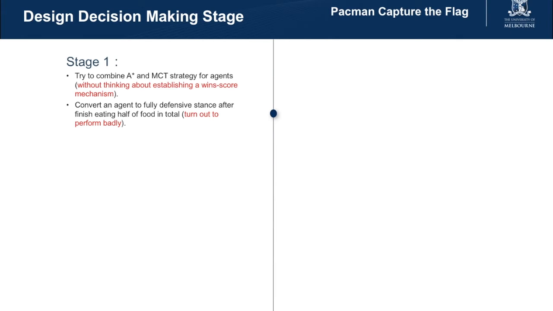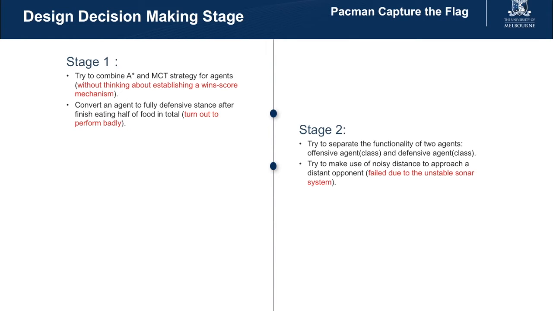Our design of Pacman agent evolved through 4 stages. Stage 1. Try to combine A-star and MCT strategy for agents, without thinking about establishing a win score mechanism. Convert an agent to a fully defensive stance after finish eating half of food in total. Turn out to perform badly.